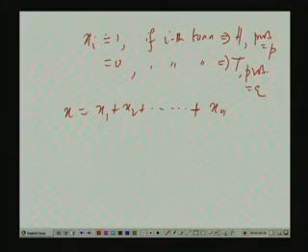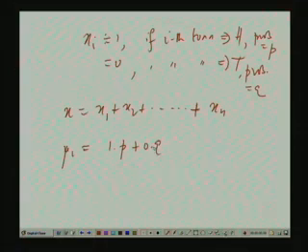Now, what is mu i here? Mu i means X i can take the value 1 with probability p, so 1 into p, and the value 0 with probability q. So 1 into p plus 0 into q, which is nothing but p.